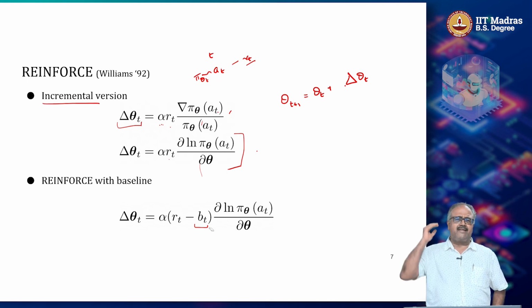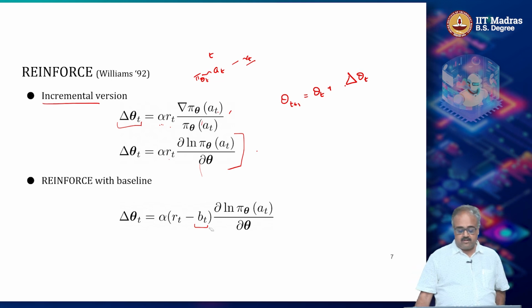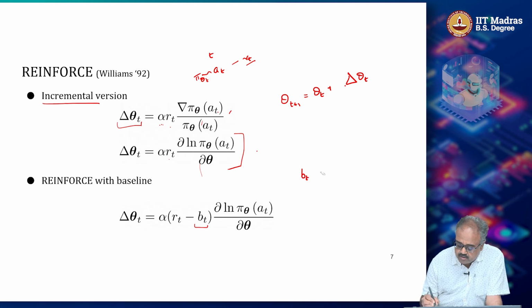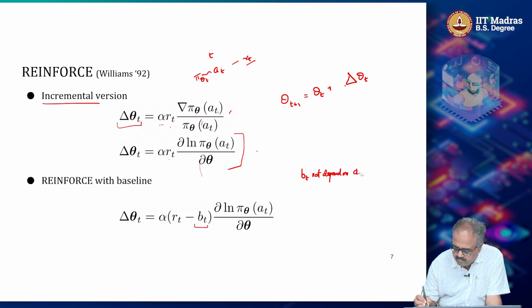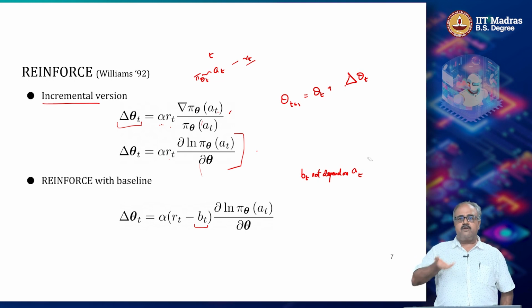I mean, the baseline can be anything. I can just arbitrarily fix my baseline to be 0, right? So the only thing that I need is that my baseline BT should not depend on AT, right? My baseline BT should not depend on AT. So I shouldn't use a different baseline for different actions, right?